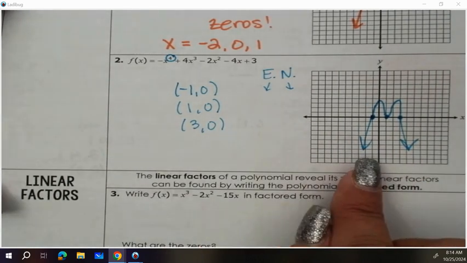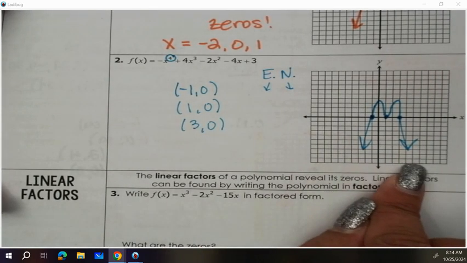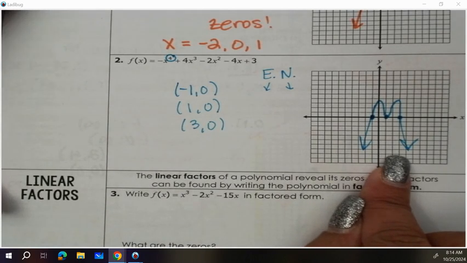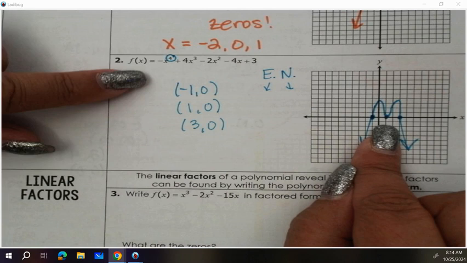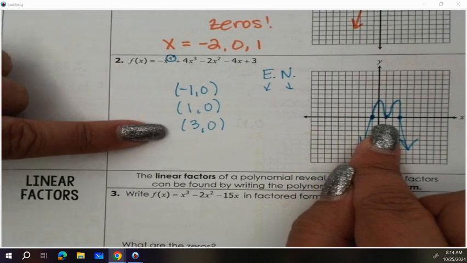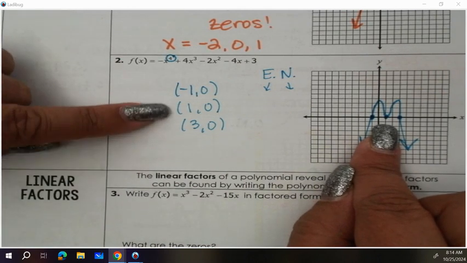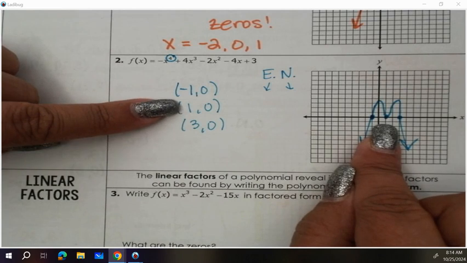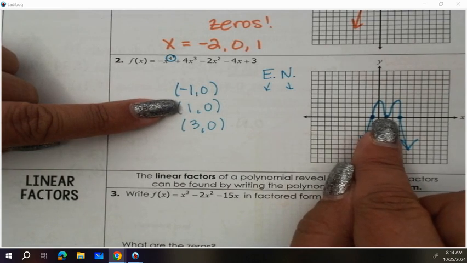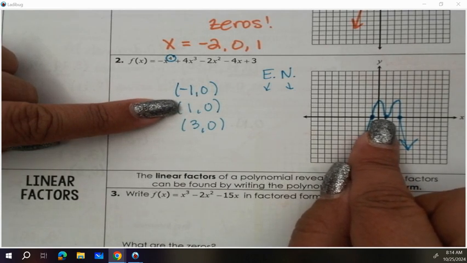Even and negative means they're both going to go the same direction, and it's negative, so they're both going to go down. I'm bouncing right here. I thought I was going to get 4 zeros. I only got 3. Do you remember why? I told you why. What is happening at 1? It's bouncing like a ball.